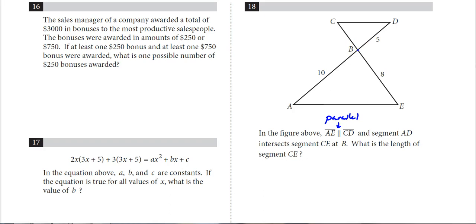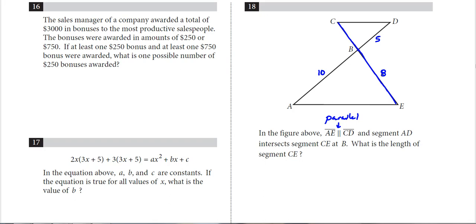So ultimately, what we're trying to figure out is we want the length all the way from C all the way down here to E. Now I know it's bigger than 8 because just this piece right here is 8. We have a 10 over here, we have a 5 right there. Well, here's the key to this problem.